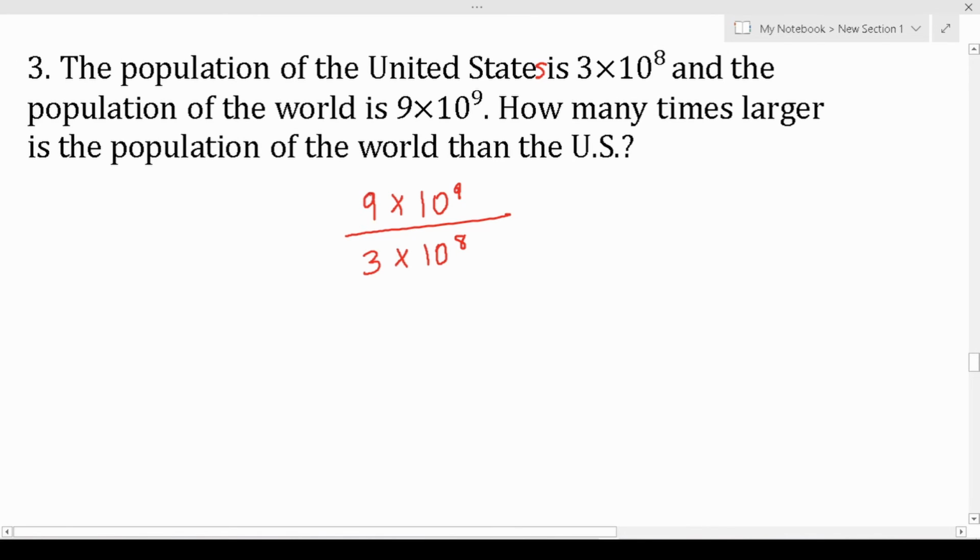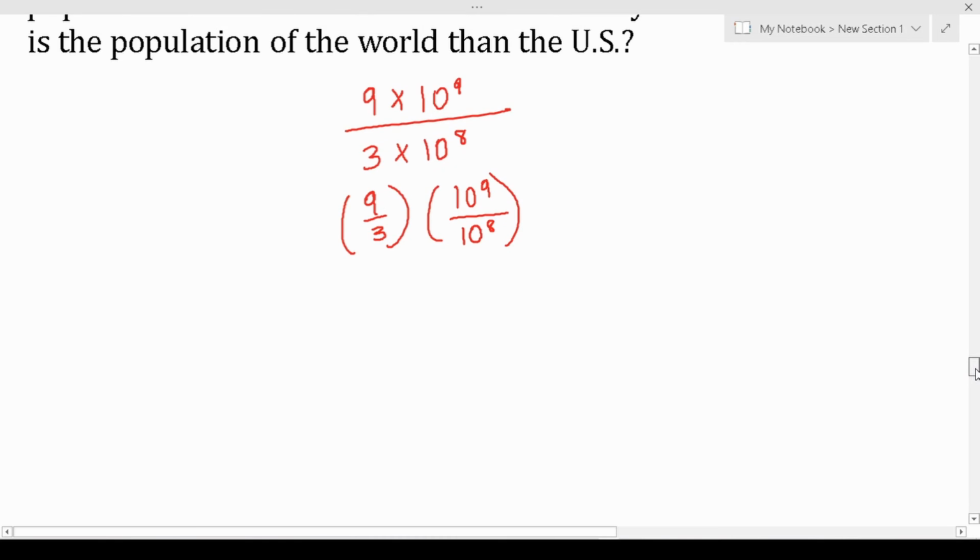That is, we can group up these numbers in one set of parentheses. That is, we can do 9 divided by 3 over here. And then over here, we can group up our powers of 10. That is, we can do 10 to the 9th over 10 to the 8th. And now all we have to do is solve these separately. 9 divided by 3, we should know, is going to be 3. And then for this, we have to know the quotient rule, which is one of the laws of exponents I mentioned earlier. Again, that's a to the m over a to the n equals a to the m minus n. As you can see, that's what we have in this case.